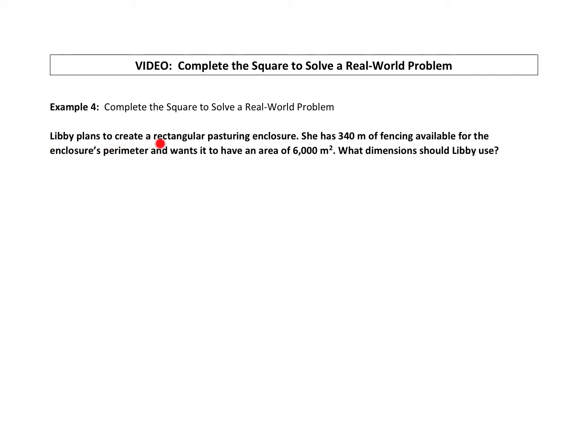Libby plans to create a rectangular pasturing enclosure. She has 340 meters of fencing available for the enclosure's perimeter and wants it to have an area of 6,000 meters squared. What dimensions should Libby use?